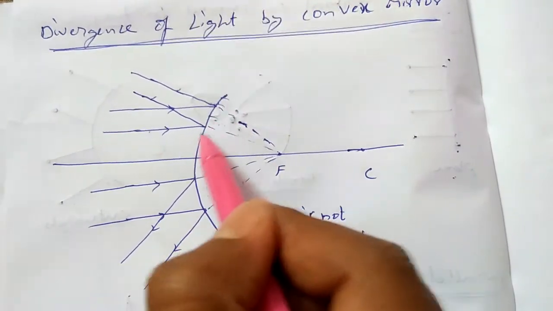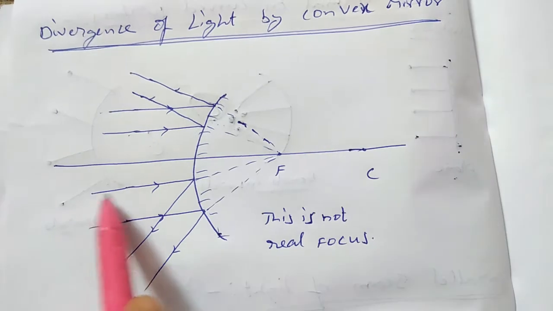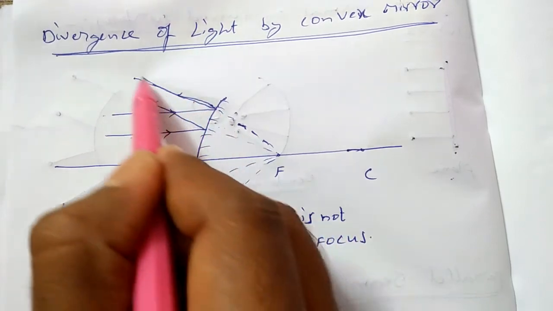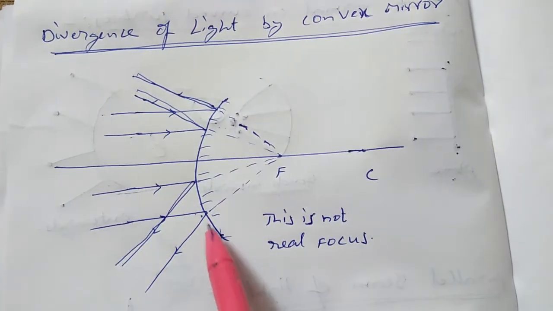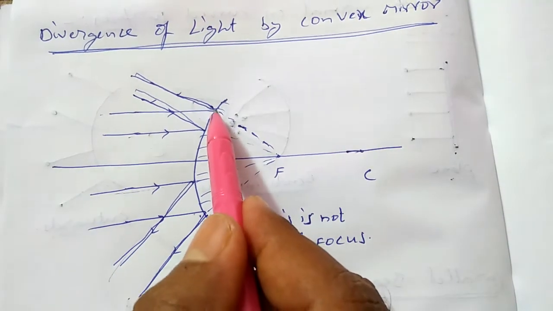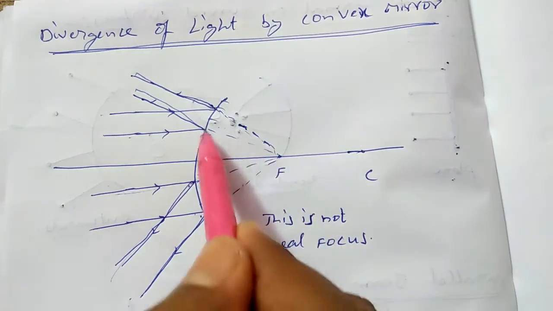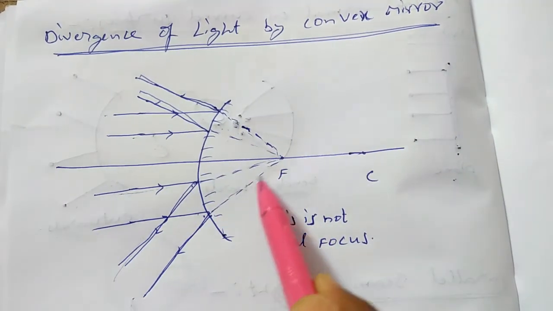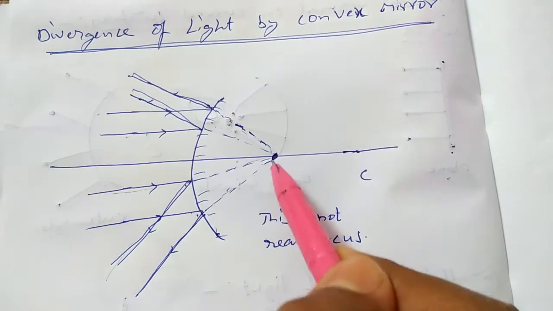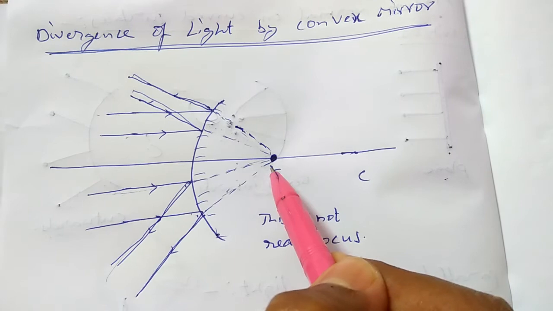So this is the convex mirror diagram. We can make a parallel beam of light incident on the convex surface, the bulged surface, like this. But here we can observe the divergence of light. So light will reflect like this, divergence. For example, if we extend these divergent light beams like this, like this, then all these extended diverged light rays will meet at this point. This is not a real point, this is an imaginary point.